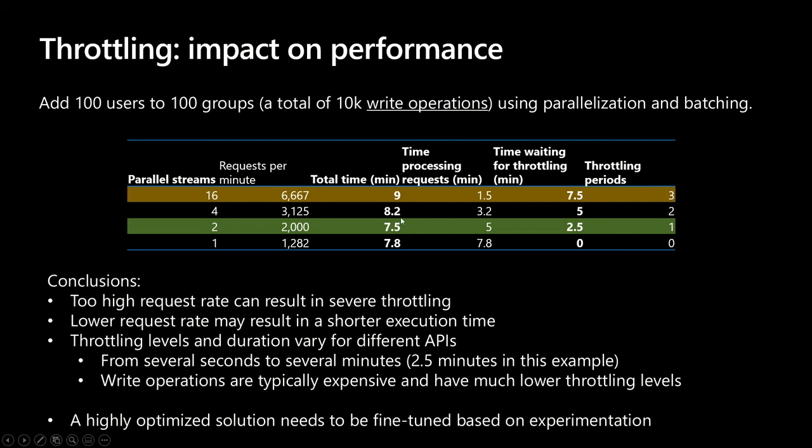So then I figured out that as I scale down, somewhere down there around 2 parallel streams and 2,000 requests per minute, I get the optimal execution time. So this is a very simple case, but it points to the fact that it's not obvious what is the best, most optimal way of calling. And you have to learn that through practice and then adjust as you go.